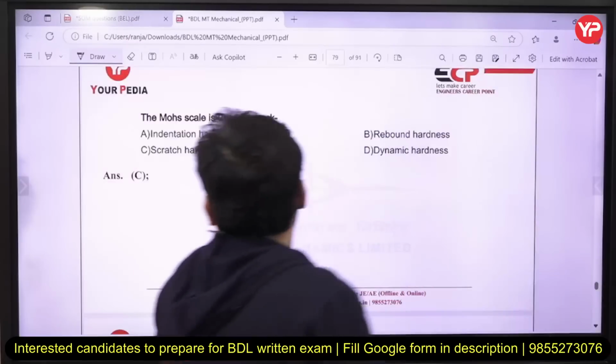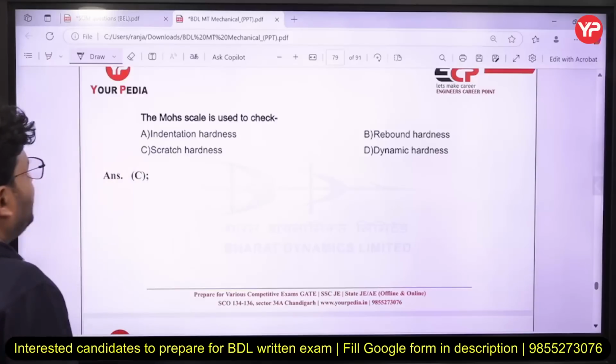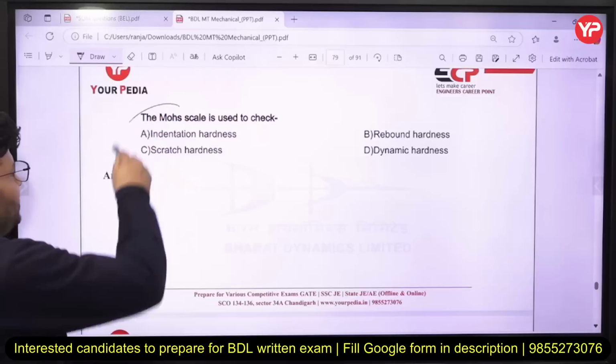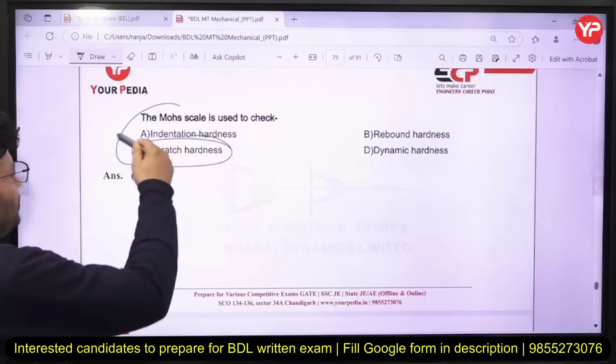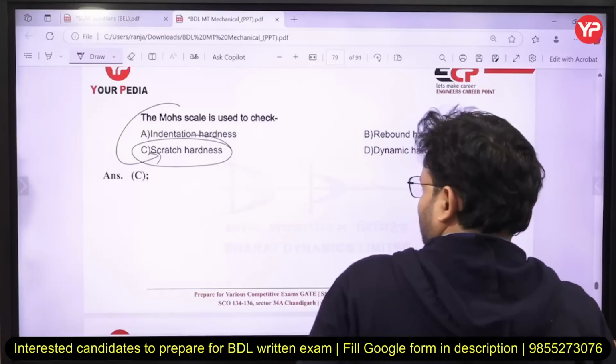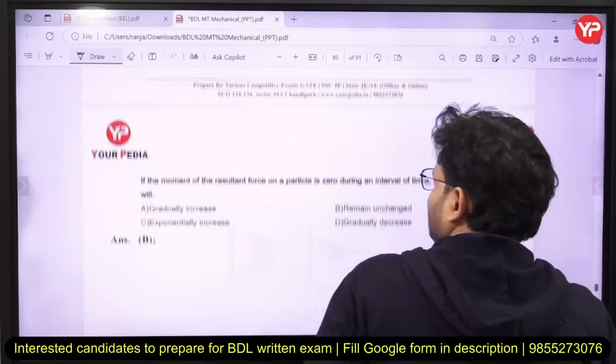Okay, the Mohs scale is used to check scratch hardness, indentation hardness, or rebound hardness? Mohs is going to measure the scratch hardness. So the correct answer will be scratch hardness. Diamond has the highest.